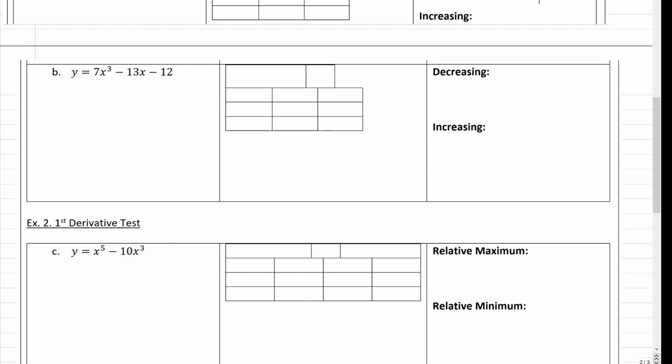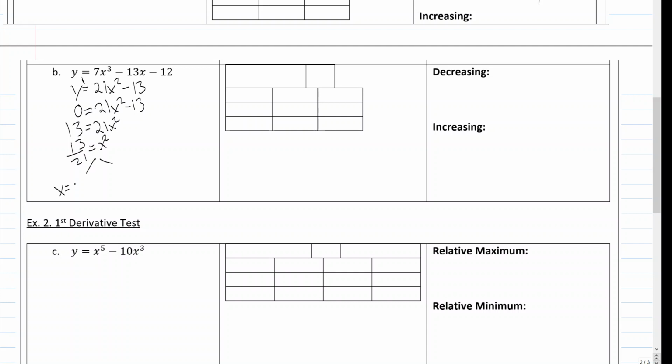All right. So the derivative of 7x cubed minus 13x, I get 21x squared minus 13. Well, that was easy. And that's y prime. So now I set it equal to 0. And this sucks. This is some ugly garbage I have here. 21x squared minus 13. So I add 13 to the other side. I divide by 21. And then I just square root and I get two answers.